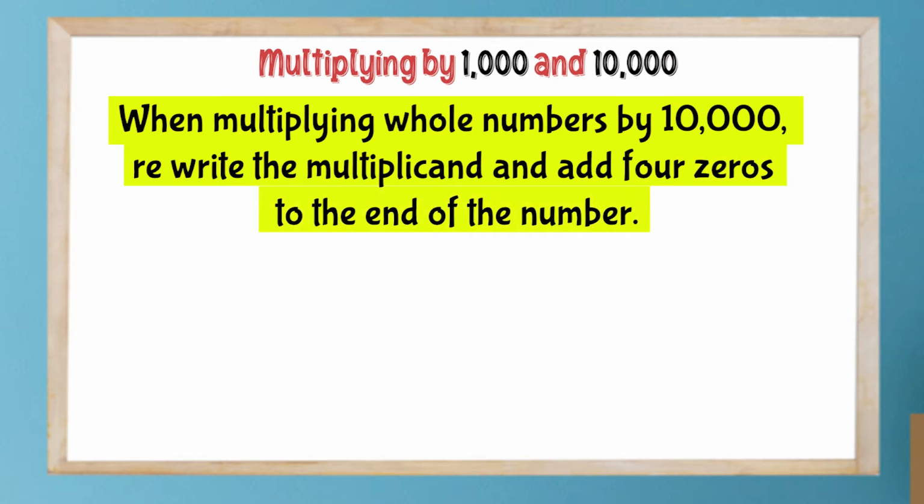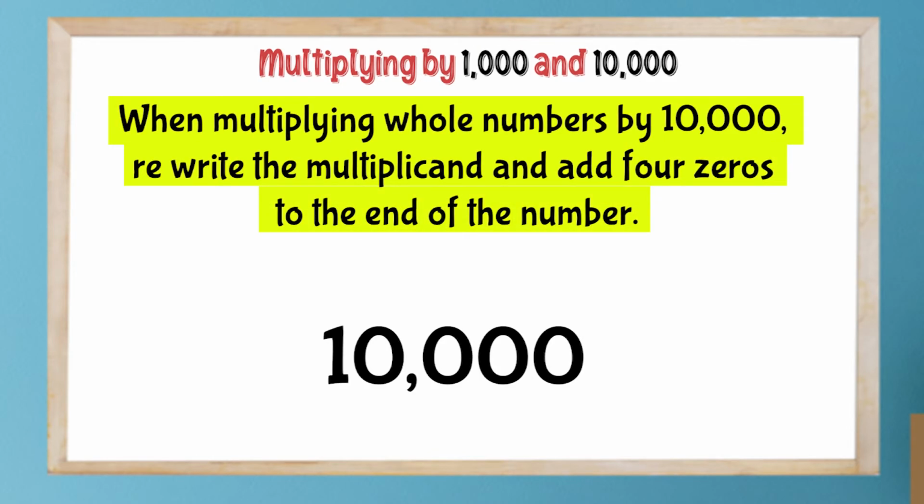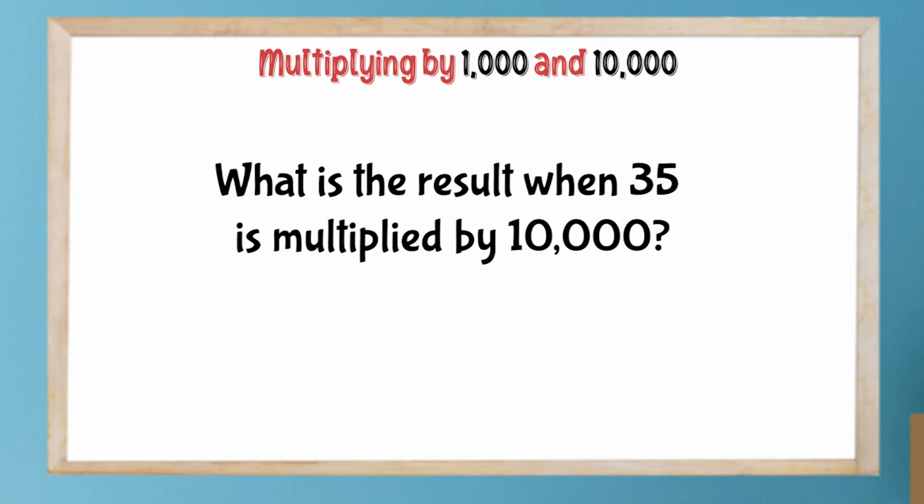the end of the number, because in the number 10,000, we can see that that number has 4 zeros included in it. Example, what is the result when 35 is multiplied by 10,000?